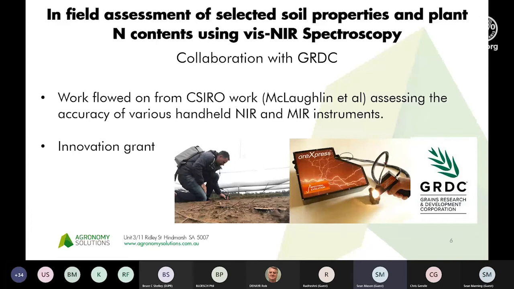The other side of collaboration was with GRDC. For those not familiar with GRDC, it's a levy-funded government corporation, with research directed back to growers to increase production at a farm level. They ran an innovation round, and we thought we'd throw in a project, given the work history with Mike McLaughlin and Les Janik. The idea was to flow on the work from the lab. They compared a whole range of NIR and MIR instruments on prepared samples at the lab level.